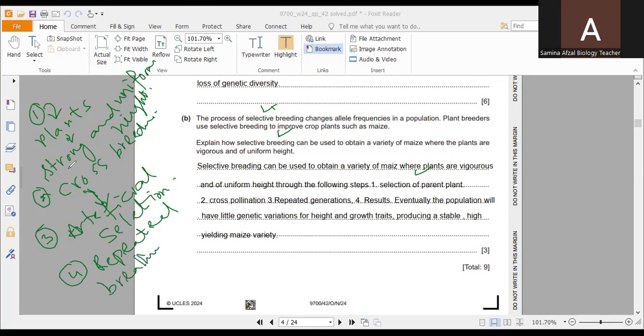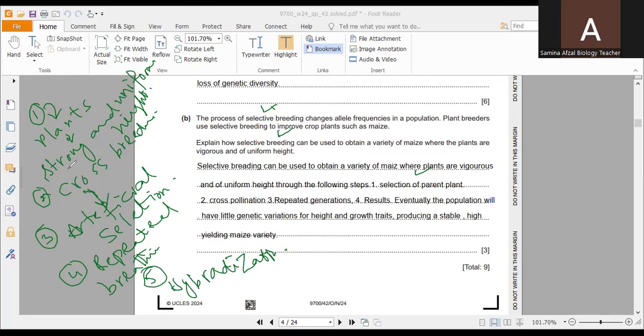Repeatedly they will breed them, and multiple generations will be obtained, gradually increasing the frequency of the allele responsible for vigor. And then hybridization. Hybrid maize varieties can be created by crossing two genetically distinct inbred lines to produce offspring with hybrid vigor, which enhances growth and uniformity.